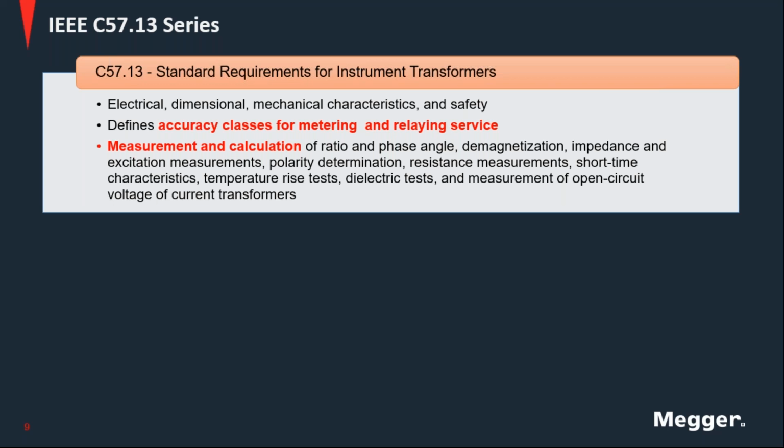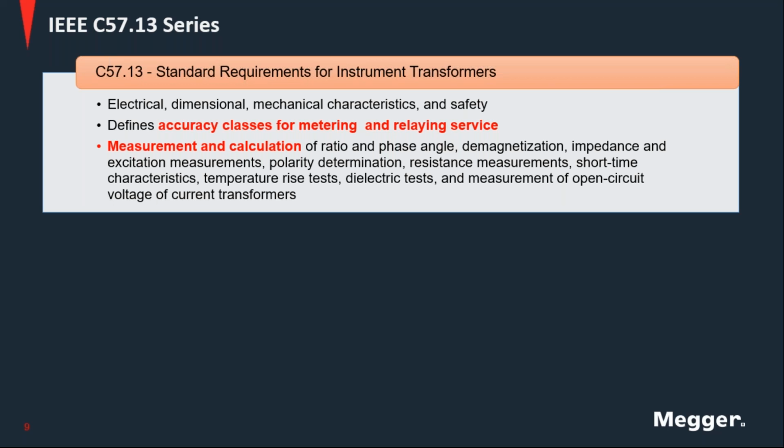It's a series of documents, with the main document being C57.13, which is the standard requirements for instrument transformers. It covers both current and voltage transformers. It has the electrical and dimensional mechanical characteristics, and also talks about safety. But very important for our topic today is that it defines the accuracy classes for metering and relaying circuits. So the accuracy classes are what we are focusing on today.